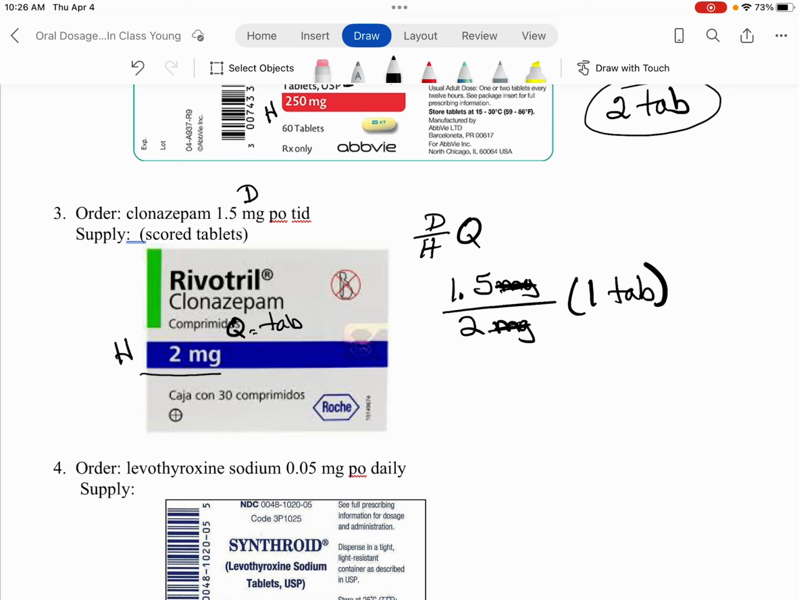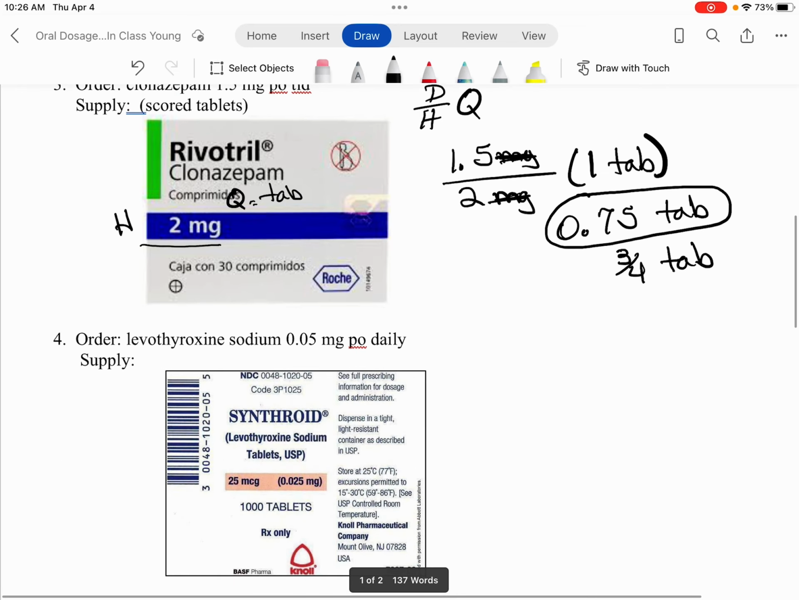And that gives me 0.75 tablets. So in reality, I'd be giving 3/4 of a tablet. When you're charting it, you're going to chart it as a fraction, or as a decimal, I'm sorry. When you're putting it in Hawks for our course, you're going to put the decimal, the 0.75. Okay, let's look at a couple more.